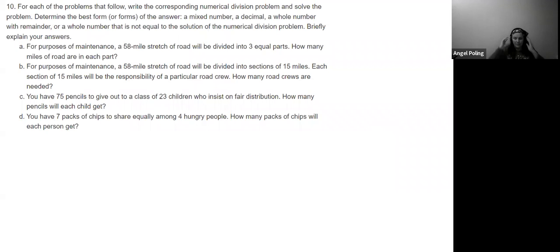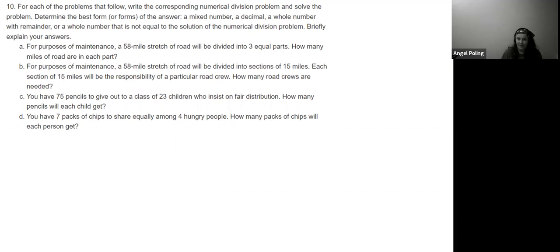Okay, let's take a look at number 10. For each of the problems that follow, write the corresponding numerical division problem and solve the problem. Determine the best form or forms of the answer, meaning a mixed number, a decimal, a whole number with remainder, or a whole number that is not equal to the solution of the numerical division problem.